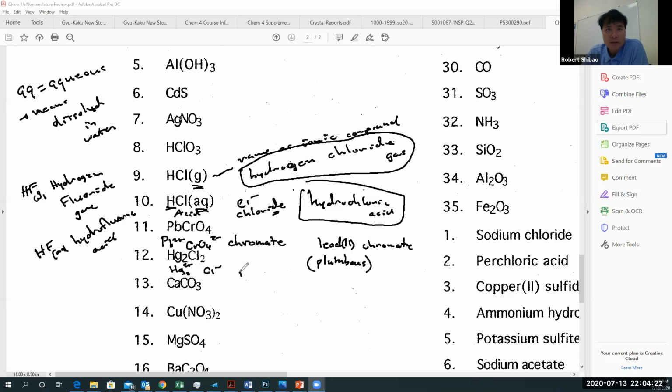And so this is actually called mercury, Roman numeral 1, because each mercury is a +1, not the total charge, which is +2. So it's not Roman numeral 2, it's Roman numeral 1. Mercury 1 chloride is the name of this stuff here. Now, mercury is a +1 or +2. So +1's lower, so that gets the -ous. So this is also called mercurous chloride. There.